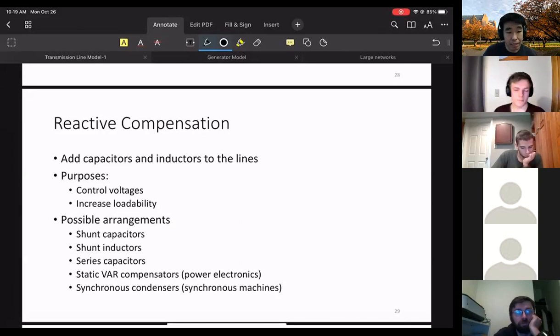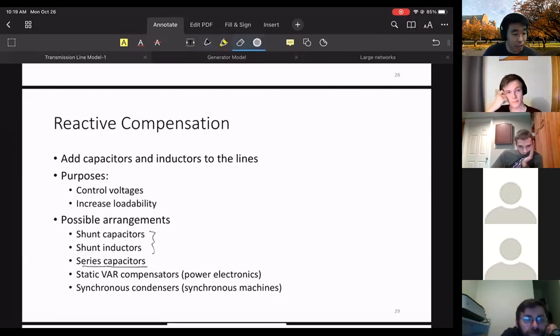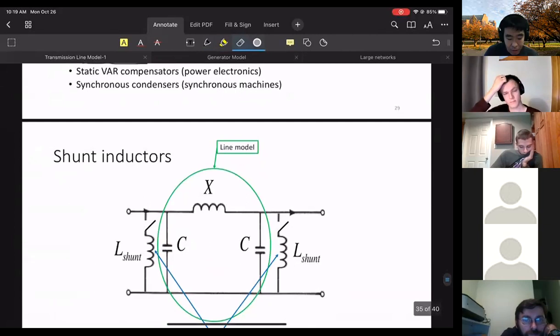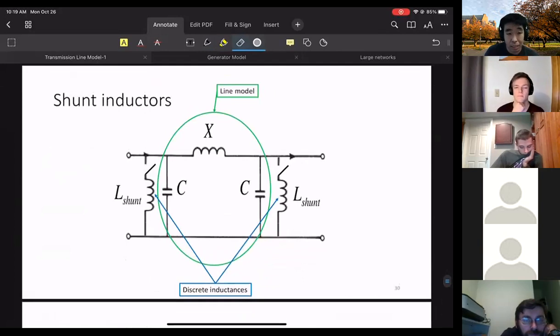All right, and the way to compensate comes down to two forms. One is you can add things in shunt. The other is you can add things in series. So you can either, in parallel, try to boost or reduce the voltage, or in series try to change the inductance of the line and correct for voltage changes. Now all of this is quite intuitive. The way we change voltage is quite intuitive: if you think the voltage is too high, you add a shunt inductor. You add discrete inductors to this.